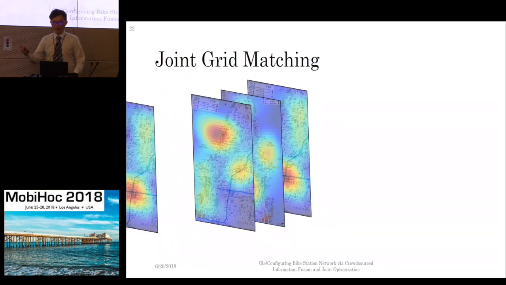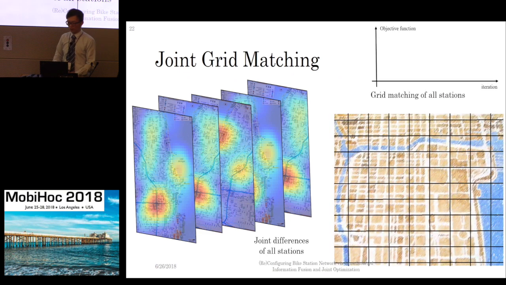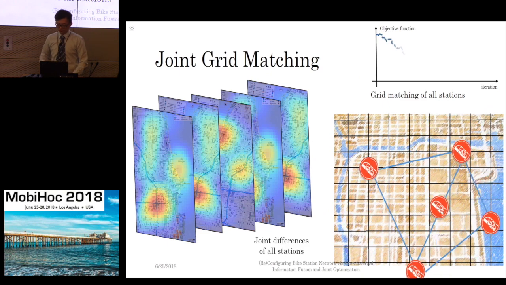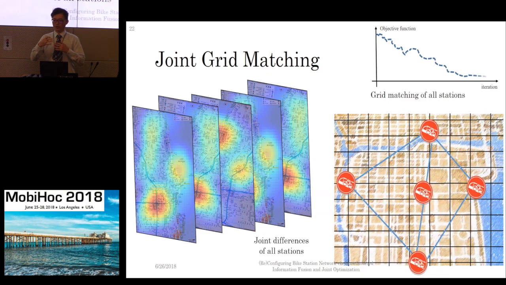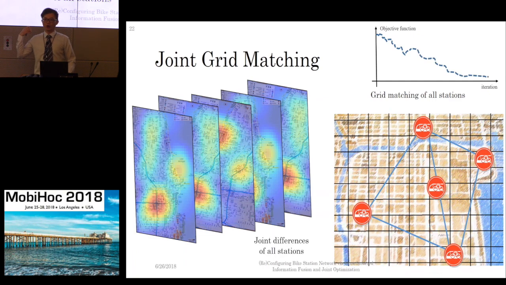For each station, we will find the corresponding heat map that characterizes the joint difference for this station with respect to the city map. For each station, we consider it as a graph node, and the inter-station distance as the upper bound and lower bound for the neighboring stations. Then we try to find those sets of grids which minimize the joint difference. Of course, here we also need to consider the cost of the reconfiguration, so it will be jointly minimized.